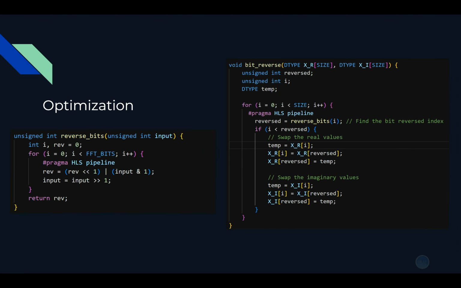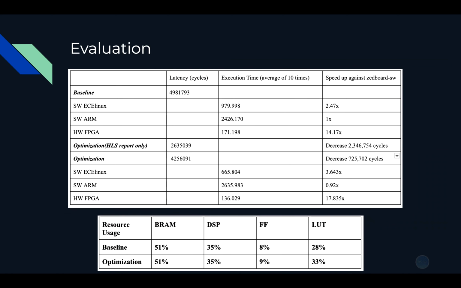The reverse base and bit reverse functions are two critical components of the FFT algorithm. To enhance the algorithm efficiency, we have also pipelined these two functions. So the next section is the evaluation. In our HLS hardware simulation report, we achieve a significant drop in cycles, reducing over 2 million cycles.